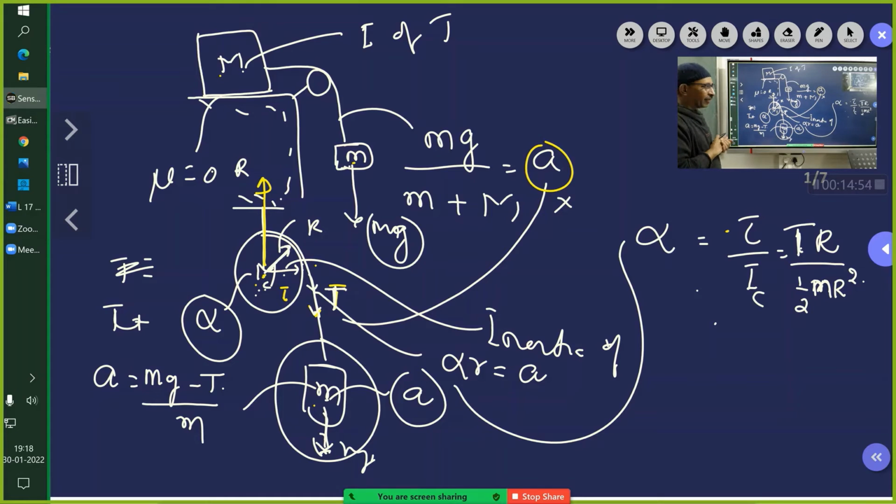Is that clear, friends? That's fine. So you see, anyways, don't worry. It is not a very big thing, not Brahma Vidya. It is just that you now have to start thinking about rotation, translation, and a combination of these.